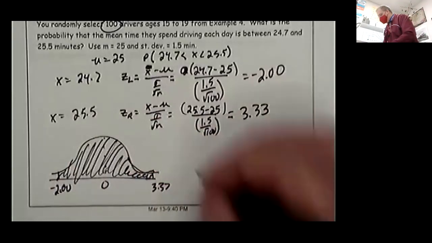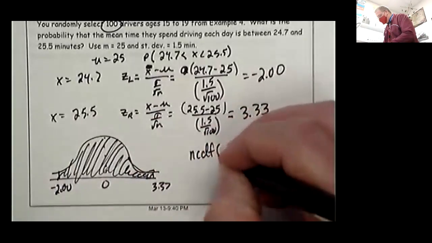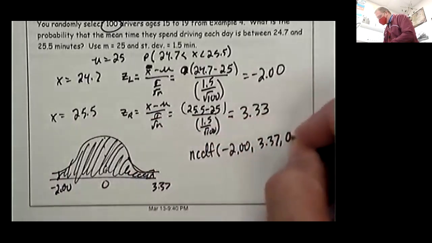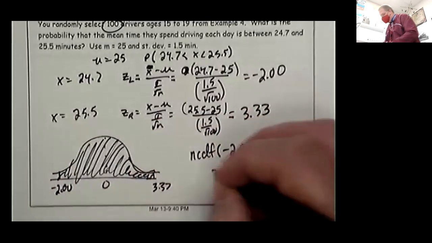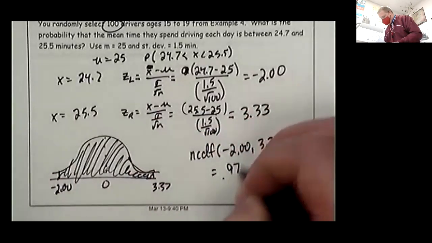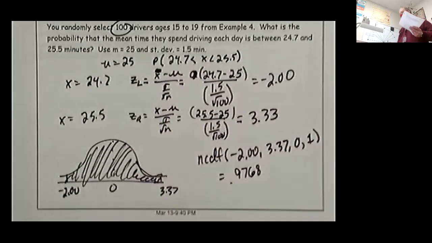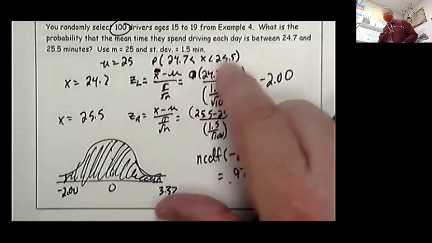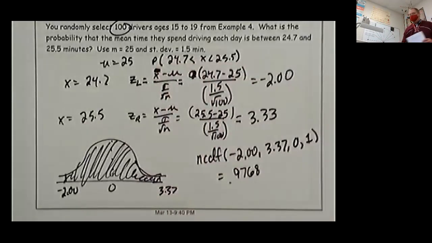And so we're going to do normal cumulative distribution function from negative 2.00 to 3.37 with a mean of 0 and a standard deviation of 1. We'll type that into our calculator and you should get 0.9768. So there's a 97, almost 98% chance that when you do a sample of 100 drivers, their average times will be between 24.7 and 25.5. That's how that works.